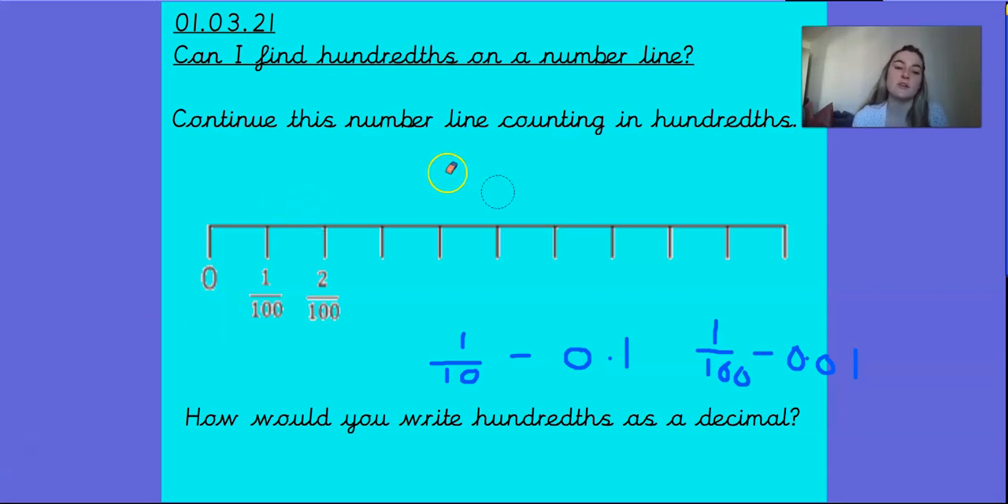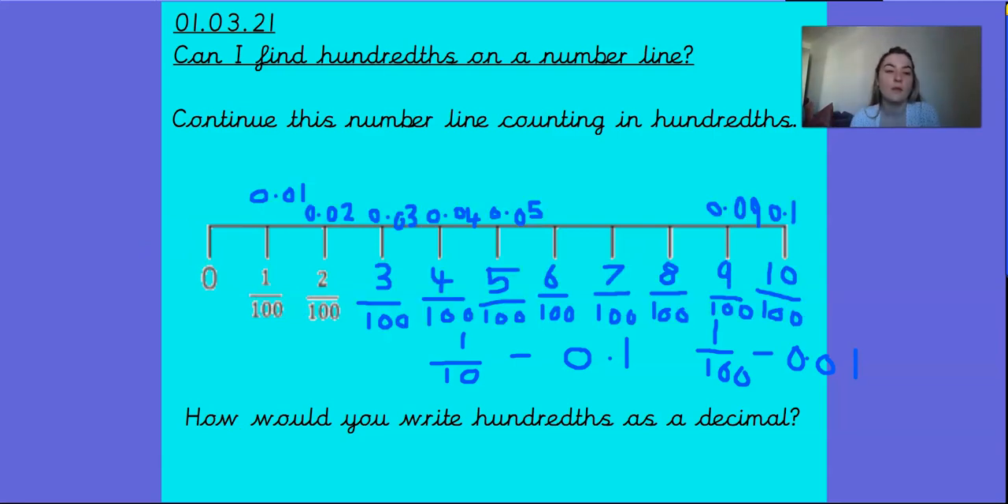So notice what it's jumping up in. You might want to write this out in your exercise book. You could write the fractions on the bottom and the decimals on the top. That is what I'm going to do. Okay, so I'll see you in a moment. Okay, welcome back everyone. I hope you all got on okay with that.